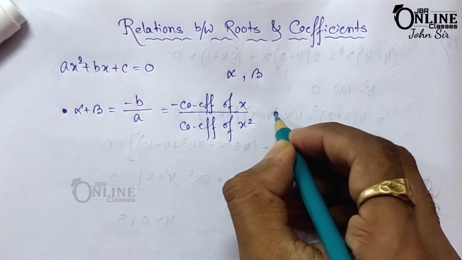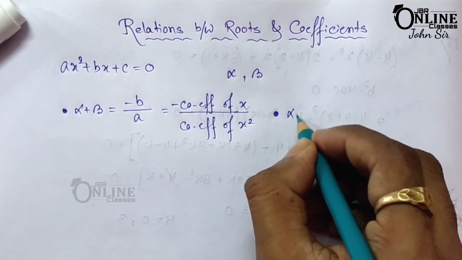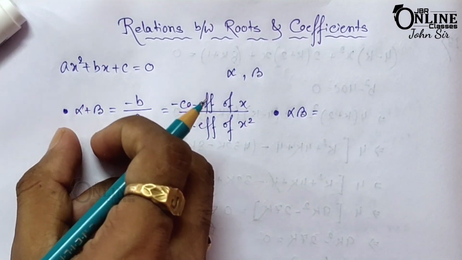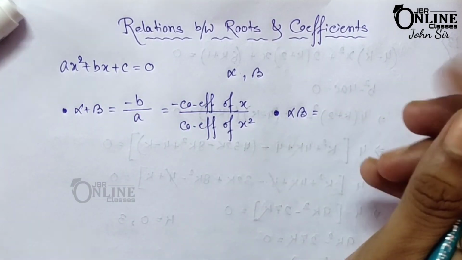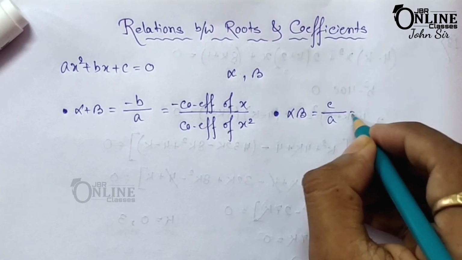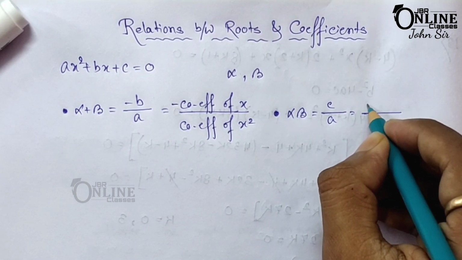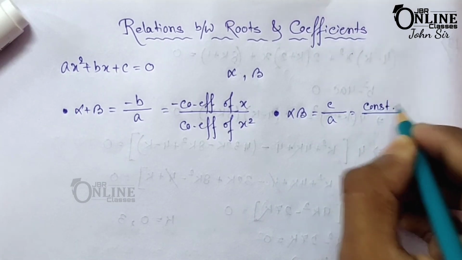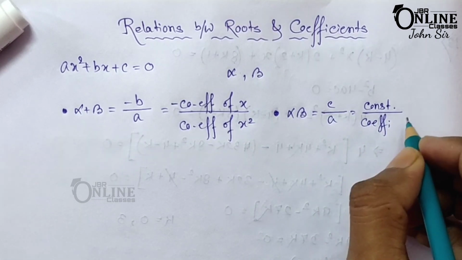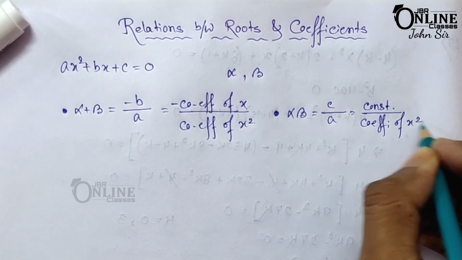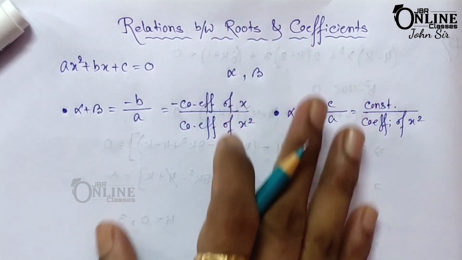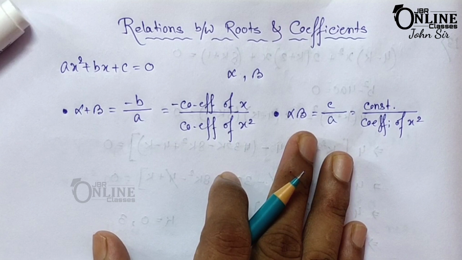Now the next relation is the product of the roots, that is alpha into beta or alpha beta. This one is the sum of the roots and this one is the product of the roots. Now that equal to c by a. So c means here the constant term, and it's divided by coefficient of x square. Okay, so this is the relation between the roots and the coefficient of a quadratic equation.